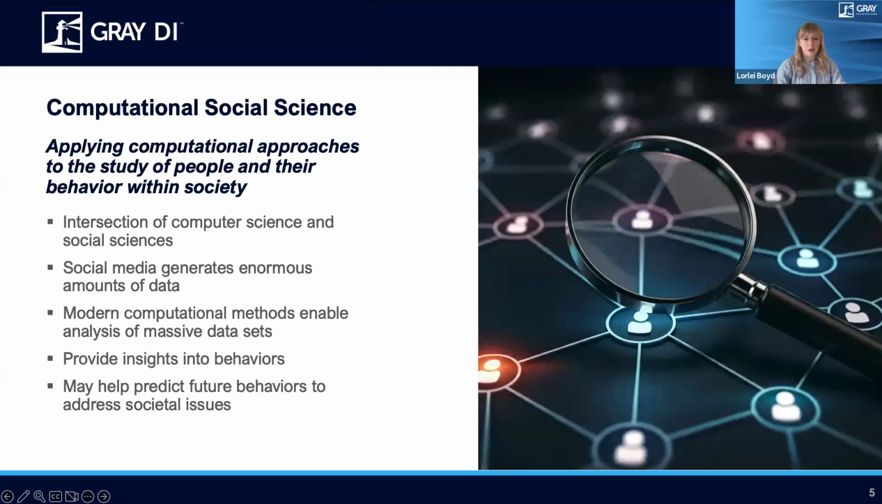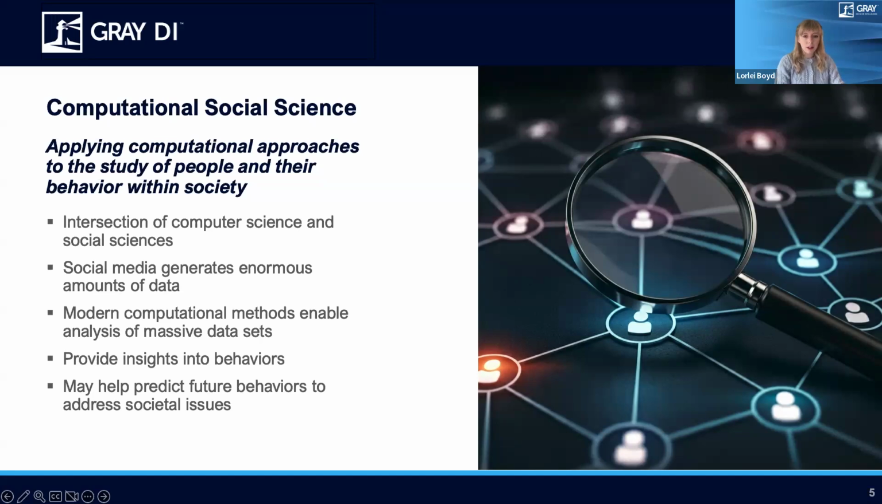Computational social science is an interdisciplinary field that uses computational tools to study social phenomena. It sits at the intersection of computer science and social sciences. The explosion of social media generates enormous amounts of data, and now modern computational methods can enable us to analyze these data sets in ways we couldn't before.